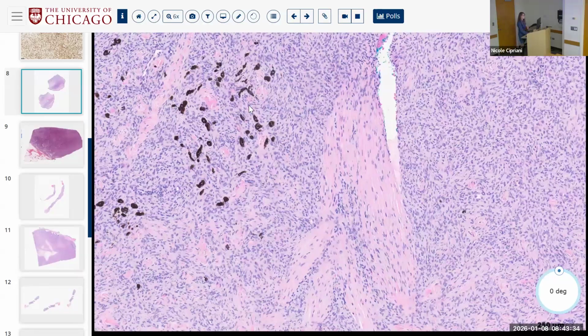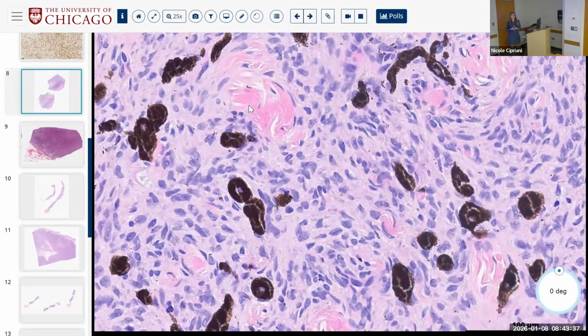Does this pigment mean anything to you in DFSP? There's a variant. What's the variant's name? Pigmented DFSP, or the eponym is Bednar tumor. I know we're getting away from eponyms, but you may read this in the literature. So the so-called Bednar tumor is the pigmented variant of DFSP. So yes, this is all fine for DFSP.